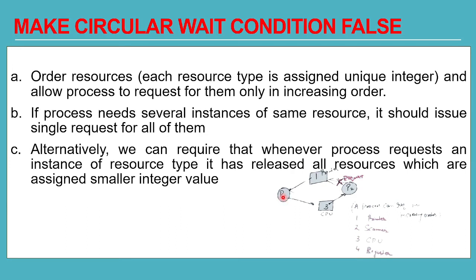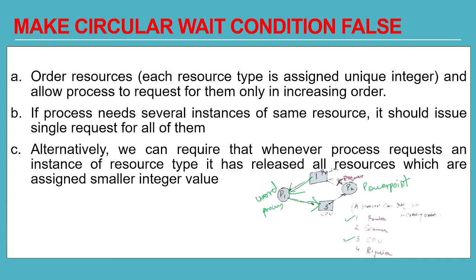Now P1 is holding the printer resource, and suppose it wants to acquire the CPU, that is resource number 3. It can acquire it because resource number 3 is greater than resource number 1, the printer. So after taking 1 you can make a request for 3. You have to request in increasing order only. It allows the process to request only in increasing order, and only then can you make the circular wait condition false.